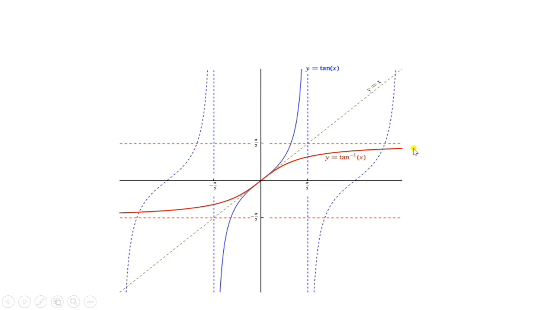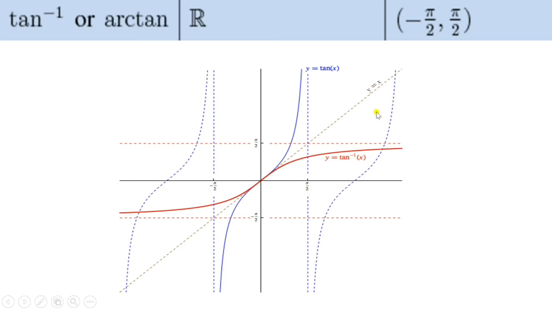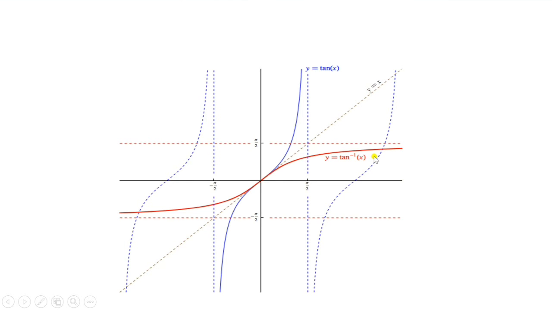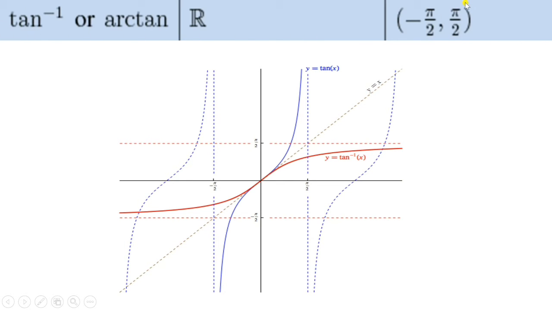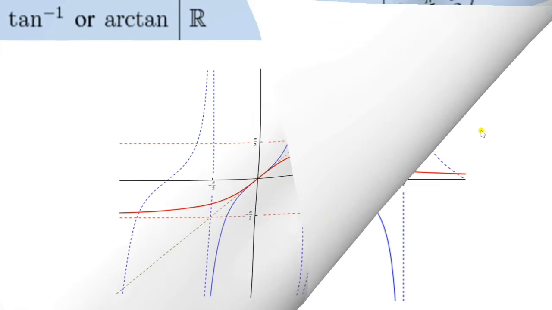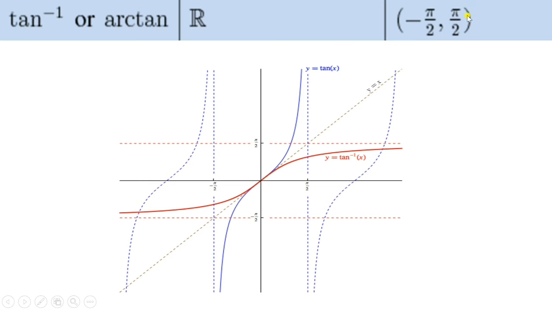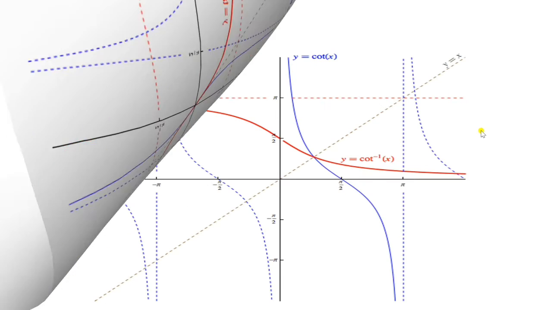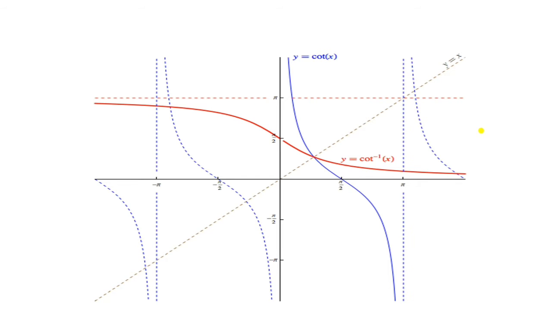In this case, you can see the domain of the function y is equal to tan inverse x is from minus infinity to infinity, and the range is minus pi over 2 to pi over 2, with pi over 2 being an open end. Now let's move on to the next one, the cot inverse x.